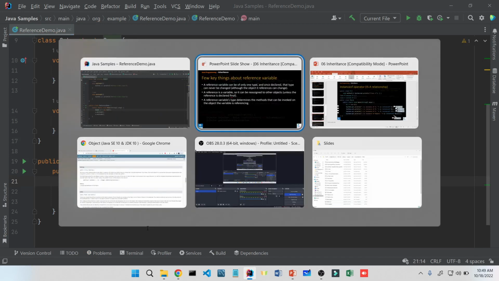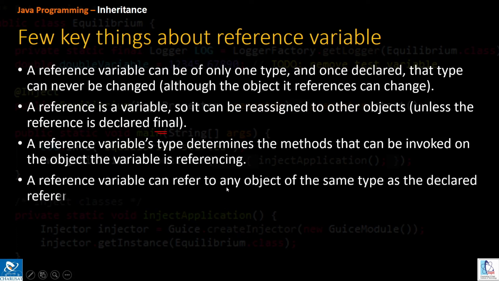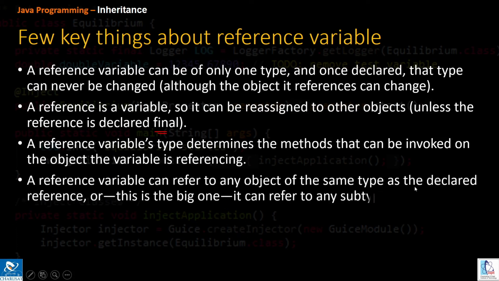So let's go back to the presentation. I hope this is clear to you: our reference variable's type determines the methods that can be invoked on the object the variable is referring to. The next one is that a reference variable can refer to any object of the same type as the declared reference, and this is the big one, it can refer to any subtype of the declared type.